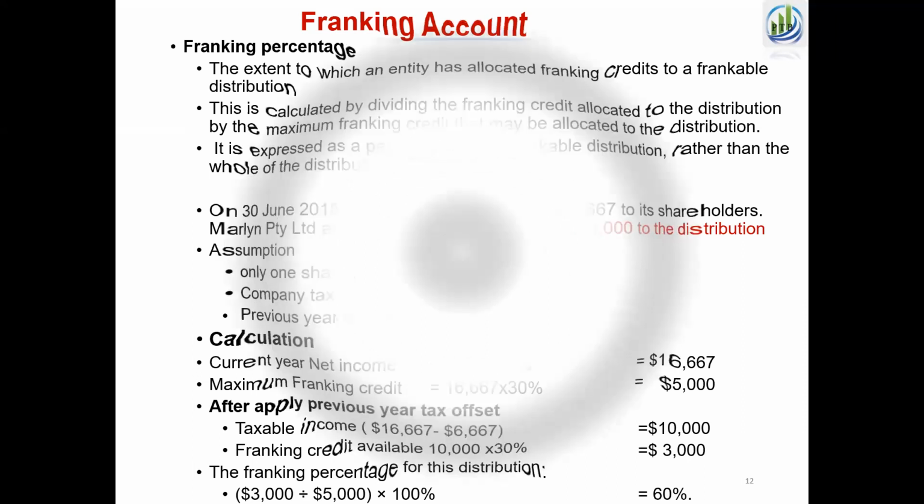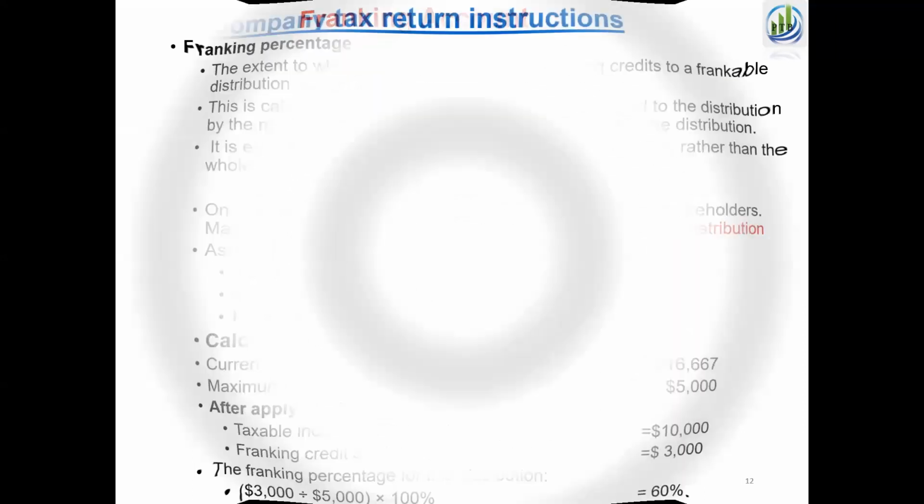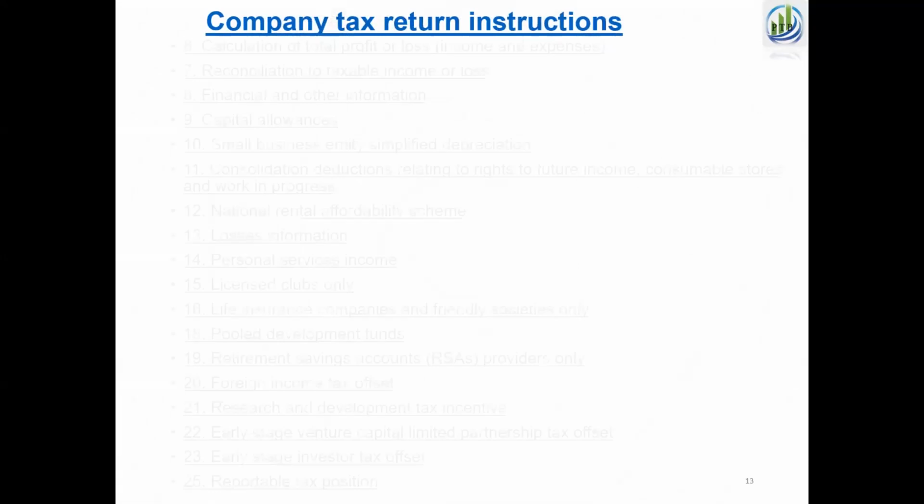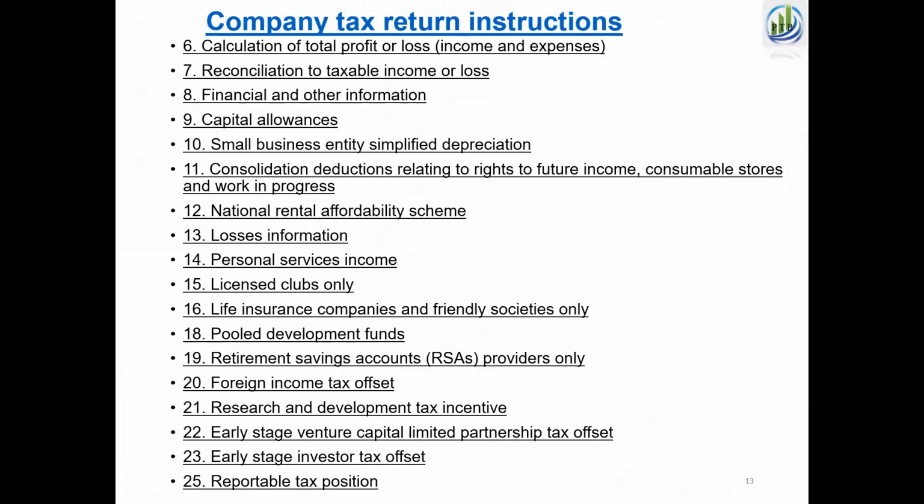Then we will move into the company tax returns as normal. I put in all the labels. When you have the time, you can go and click and see what is going to be involved with every label. Then you can go and enter it. So now I am going to share with you the practice manager.